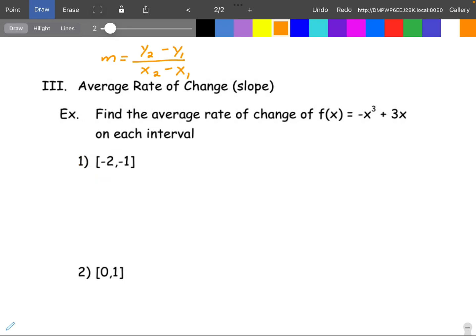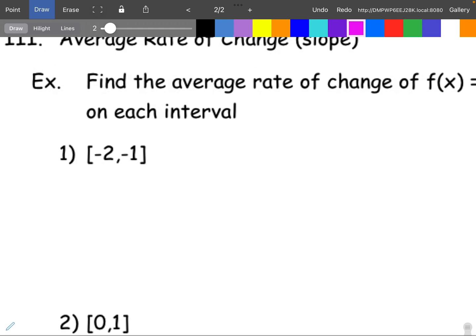However, if I've got a function and I have an x value, I can find the y value that goes with it by simply plugging it in. So you're going to have to find your y values by plugging in your x's. So when you have your interval, this is going to be your x1, this is going to be your x2, and you have to find your y1 and y2. So we're going to plug those in.